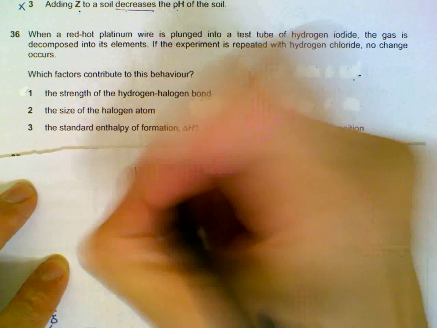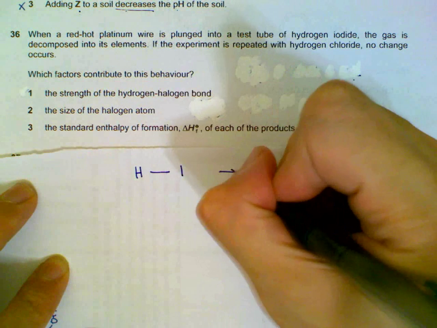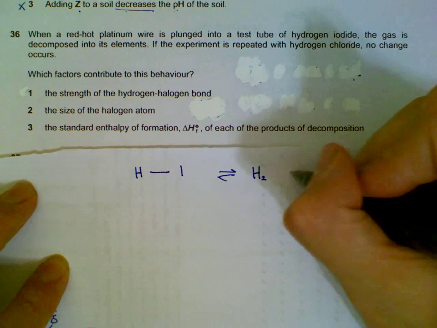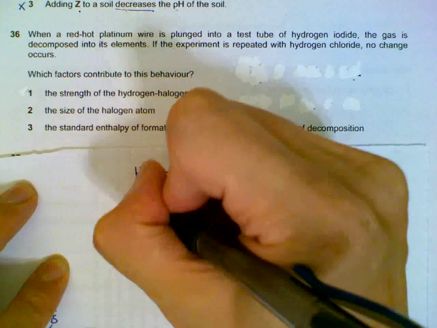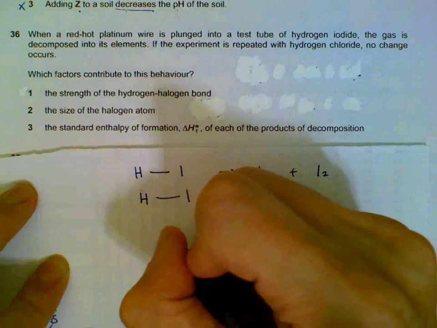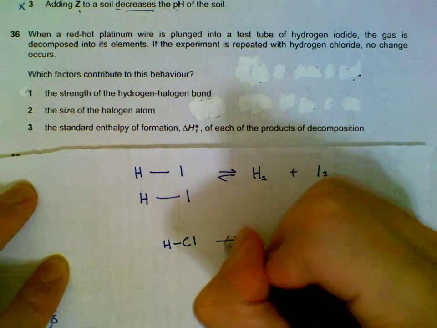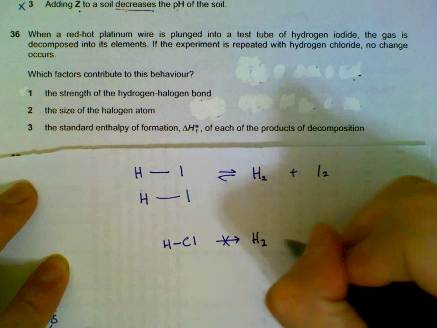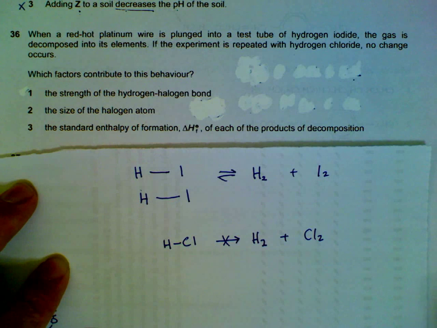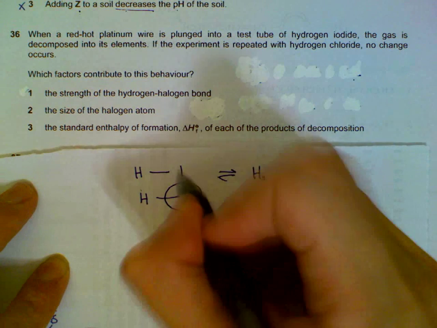Okay, why it actually happens is because of HI breaking to form back hydrogen and iodine elements. We have two of them to balance out the equation. Whereas for chlorine, okay, they are saying that it doesn't really happen. It doesn't form hydrogen and chlorine elements when it encounters the hot wire. Why this is so is actually due to the size of the atoms.